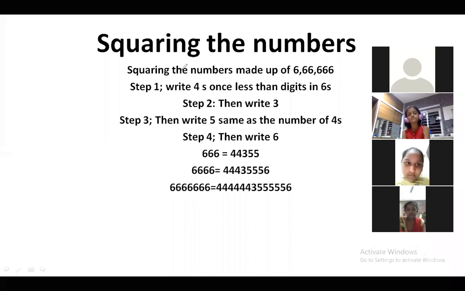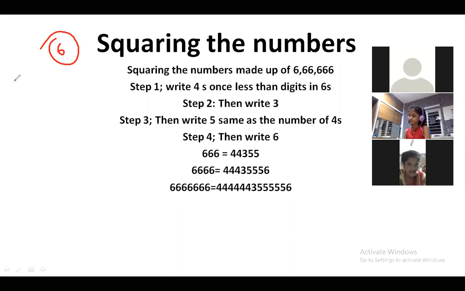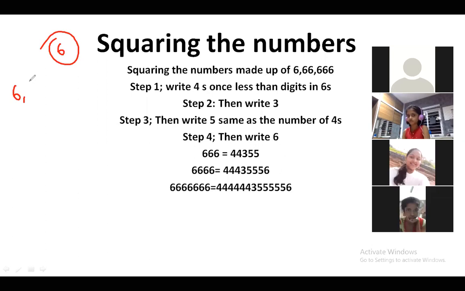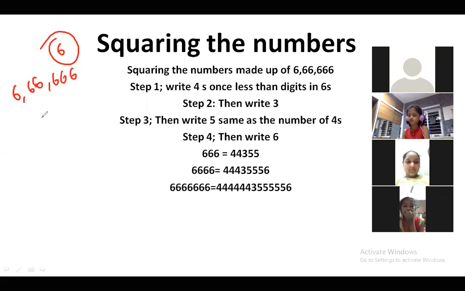Squaring the numbers made up of 6. Remember, only 6, no other digits. Squaring the numbers made up of 6s only, maybe one 6, maybe double, triple, no other number. There must be only 6. Okay, now, how to square the number?